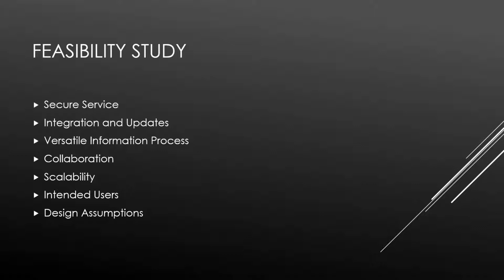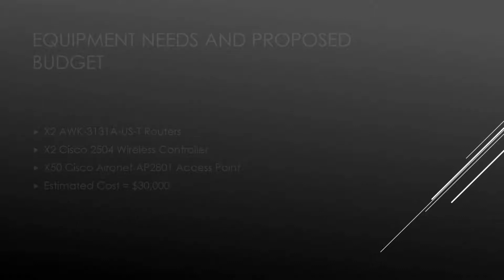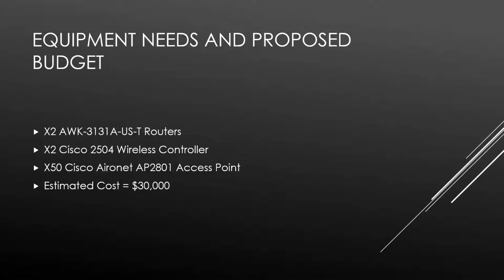For the design assumptions, we're going to need at least 2 routers, 2 controllers, and about 50 or so access points. These we will be talking about in a later section. For the equipment needs and proposed budget, like I just said, we're going to need 2 routers, 2 controllers, and the access points, and the estimated cost for all of these is going to be around $30,000.